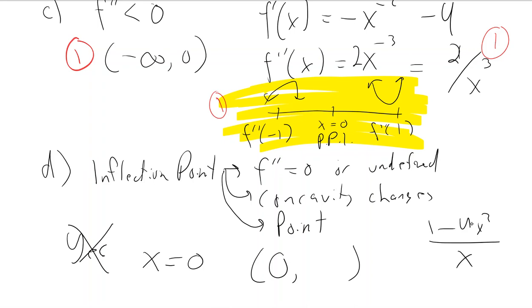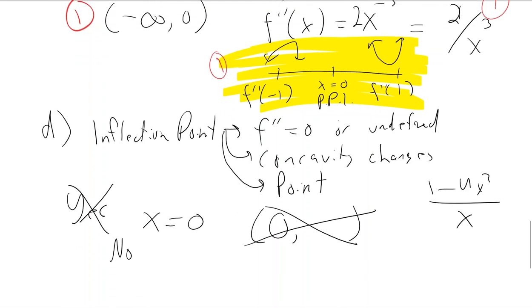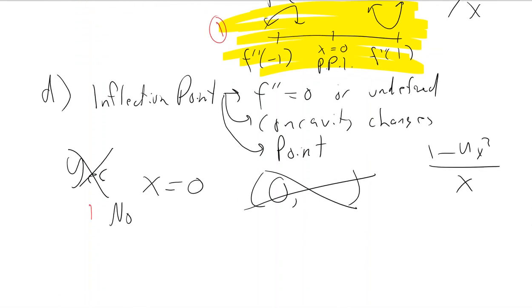So the concavity changed here. It's just that it was not a point. It was at an asymptote. So it can't be a point of inflection if it was an asymptote. So I'm sure you'd get 1 point if you just said no.